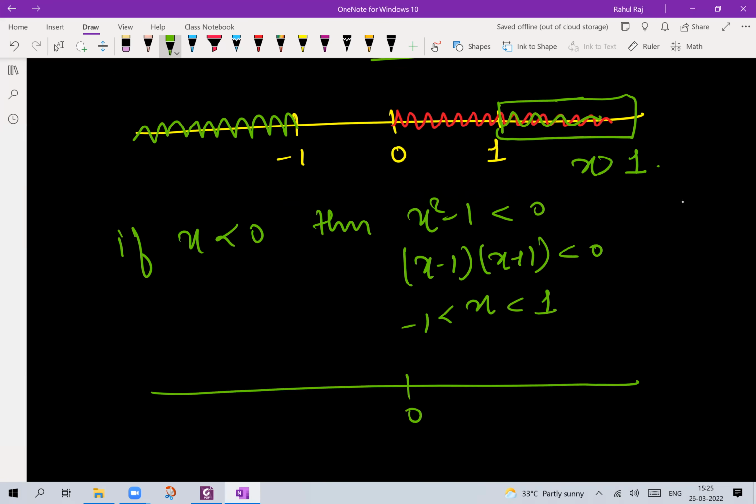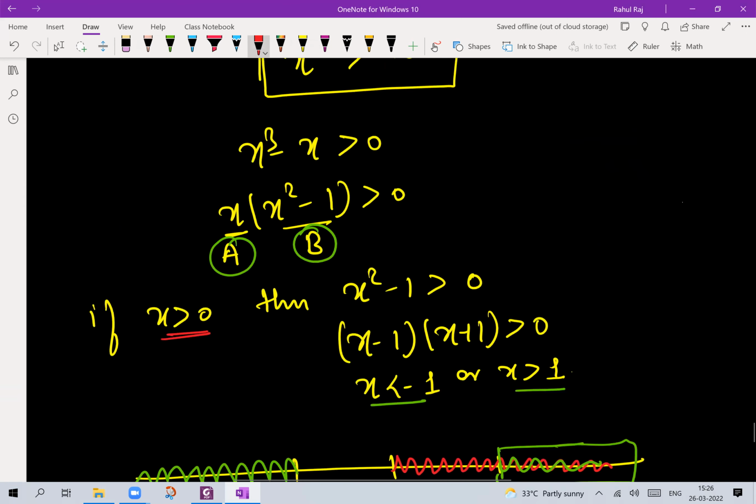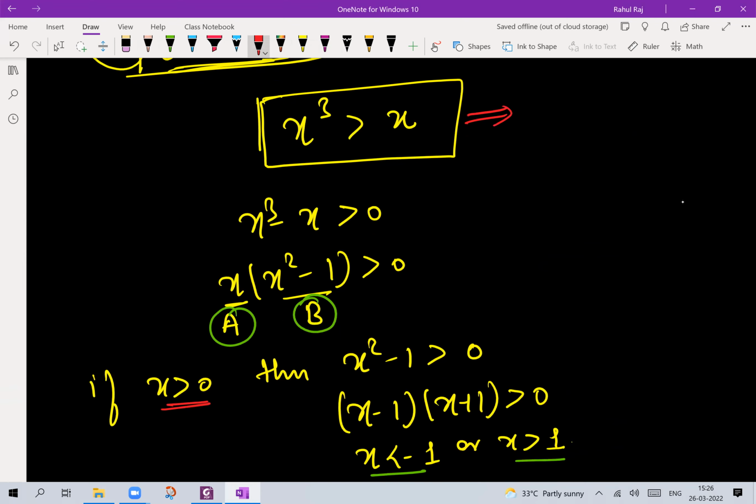See here, 0, -1, 1. Now it says x is less than 0. And again it says x lies between -1 and 1. So what is my common value? x lies between -1 and 0. So it simply means, guys, that if x cube minus x is greater than 0, x is either greater than 1 or x will lie between -1 and 0.